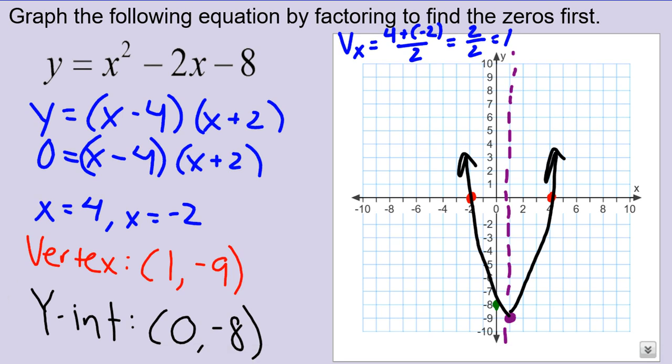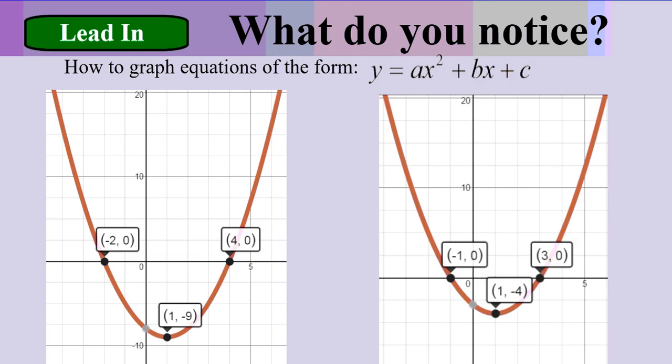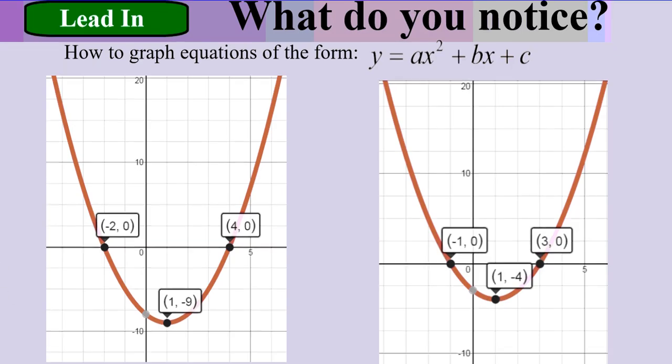So that was an example of one we did last chapter. We're going to review that today. The only difference is we're going to be doing it when we have a leading coefficient not equal to one. So our first step of factoring is going to be a little different than just finding numbers that multiply to make the last term and add up to be the middle. The justification for this is the same justification that we used last chapter.